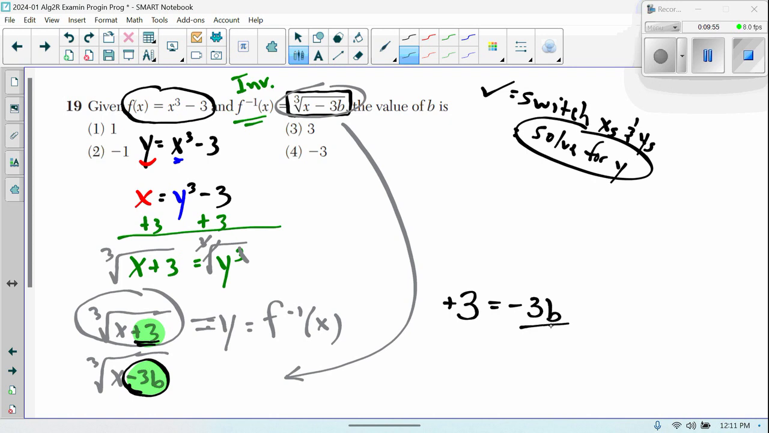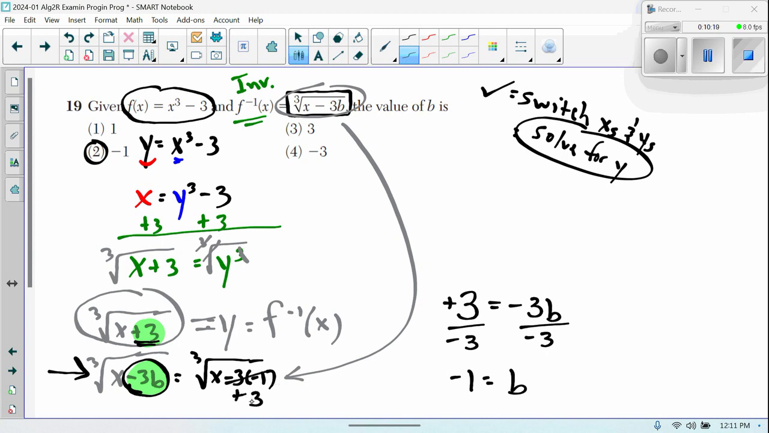So if I divide both sides by -3, positive 3 divided by -3 is -1, so -1 equals b. So that's choice 2. Now keep in mind, if I take what they gave me and I made b -1, so I've got the cubed root of x minus 3 times, now I'm going to put a -1 in for that b. What is a -3 times a -1? It turns to +3. And that's exactly what our answer is. There you go.